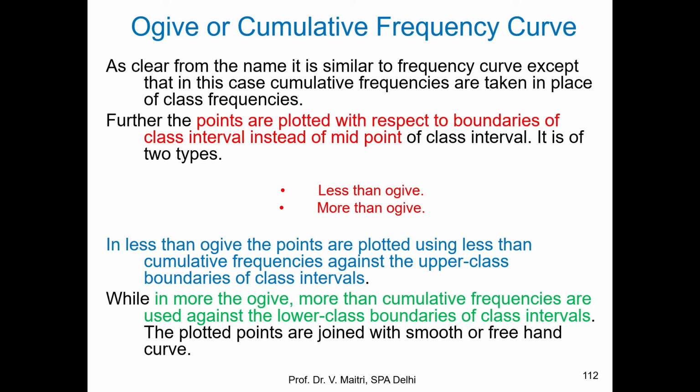In less than ogives, the points are plotted using the less than cumulative frequency against the upper class boundaries of class intervals. Whatever the upper class interval boundaries are, we are plotting those points. While in more than ogives, the more than cumulative frequency is used against the lower class boundaries of the class intervals. This is the difference between the two curves. The plotted points are joined with a smooth freehand curve, so it gives you very good presentations.